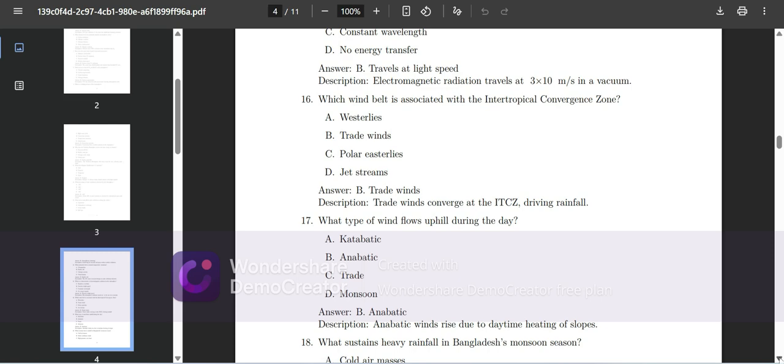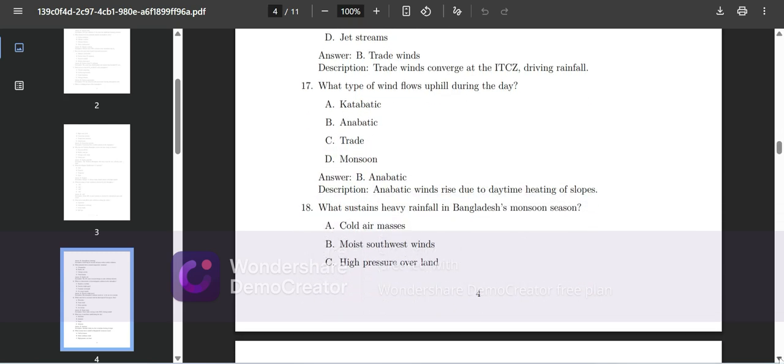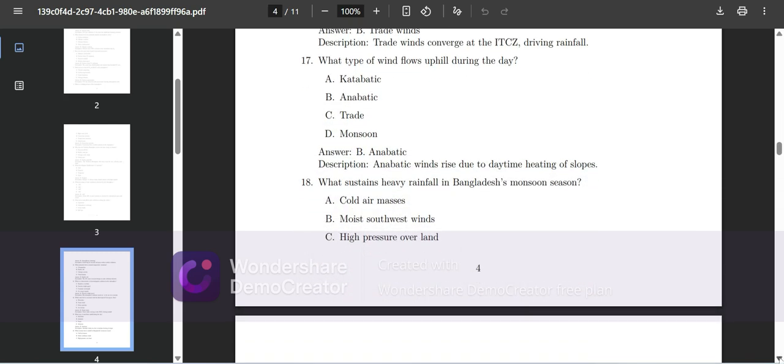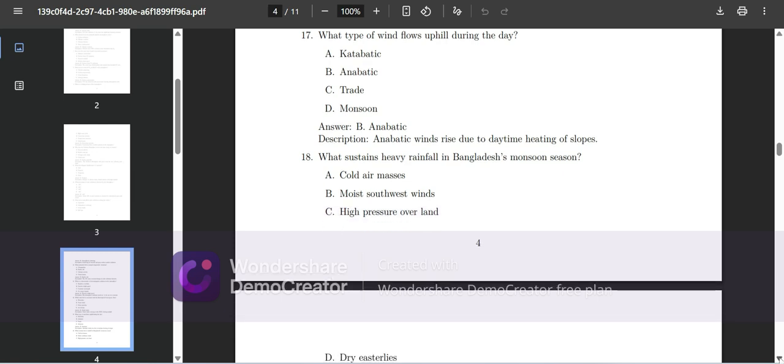What type of wind flows uphill during the day? Anabatic. Anabatic winds rise due to daytime heating of slopes.